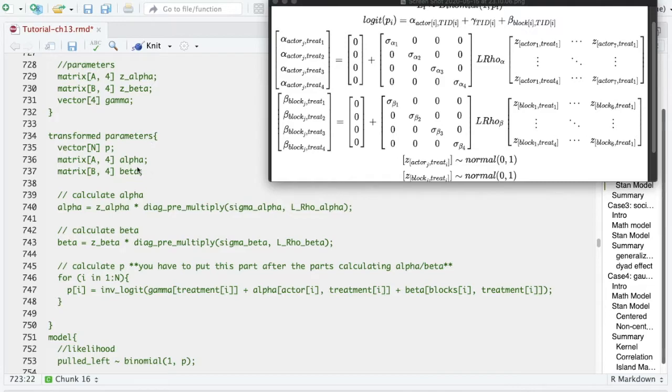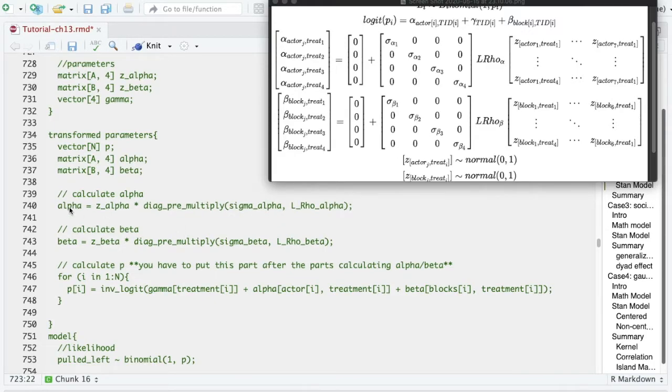So here we calculate the P and the alpha and beta. Alpha equals mu plus Z times A. We use the diag_pre_multiply function to calculate this. This function will turn the first element, which is a vector, into a diagonal matrix and do a multiplication.